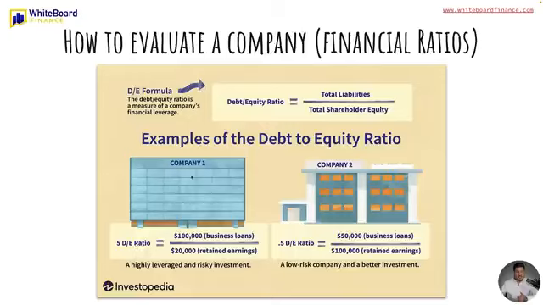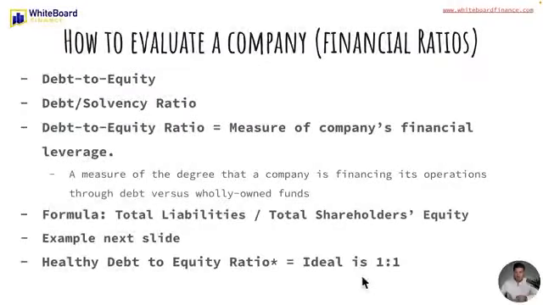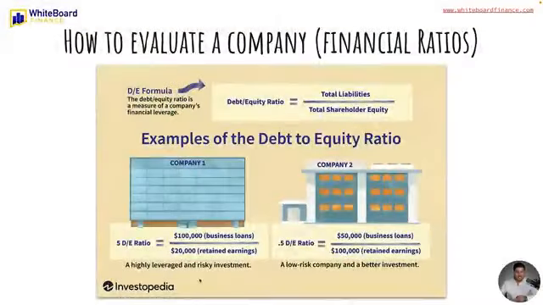So if we took a company 1, which has a 5 debt to equity ratio, you can see that they have $100,000 in business loans divided by $20,000 in retained earnings. So if you have a 5 debt to equity ratio, remember we said ideally 1-to-1 is healthy. This is going to be a highly leveraged and risky investment. Now, if we look at company 2 with a 0.5 debt to equity ratio, you can see that they have $50,000 in outstanding business loans divided by $100,000 in retained earnings. So this would be considered a low risk company and quote unquote a better investment.